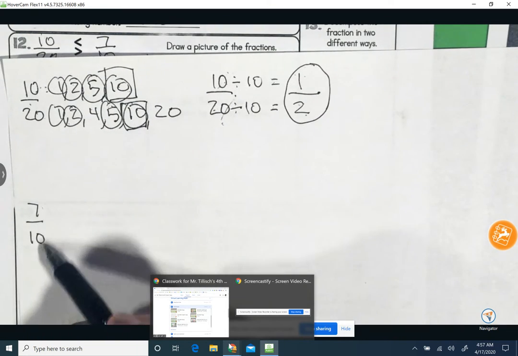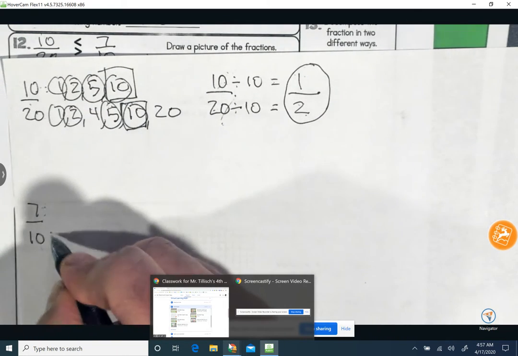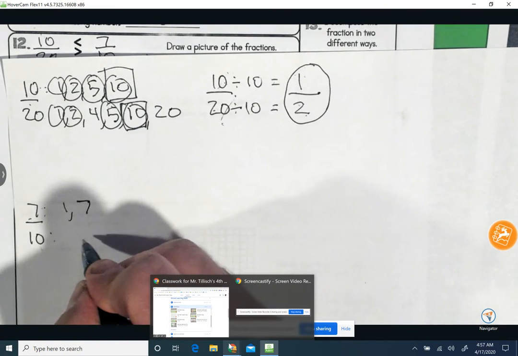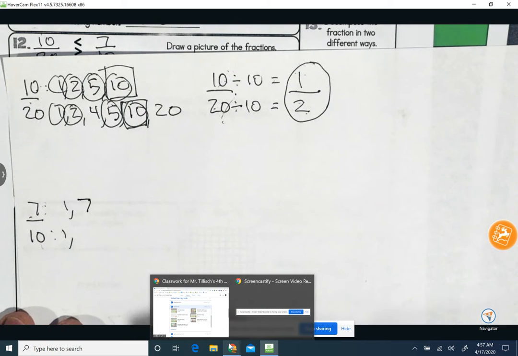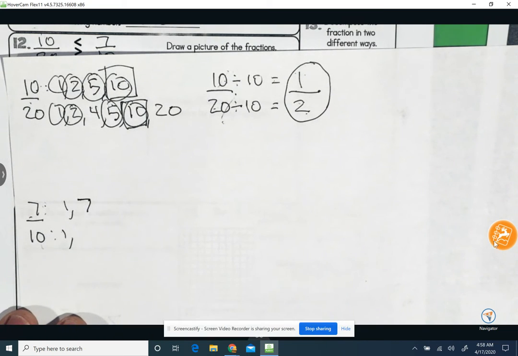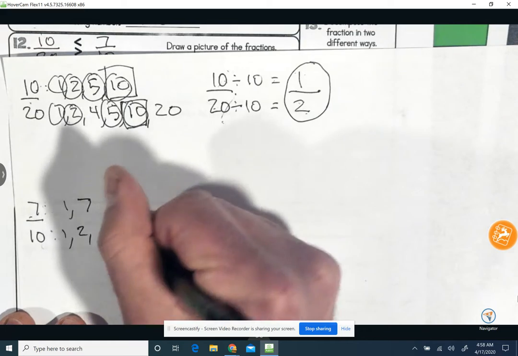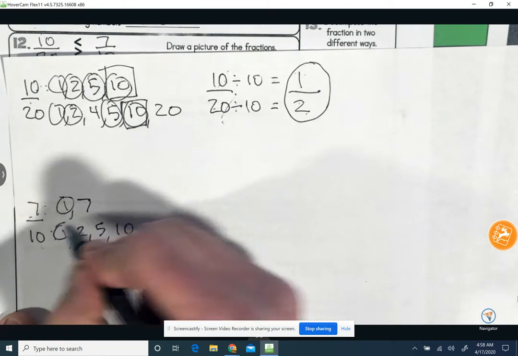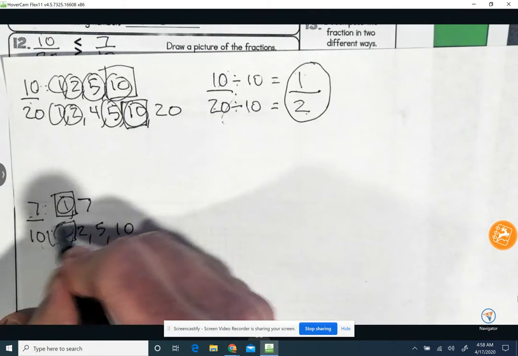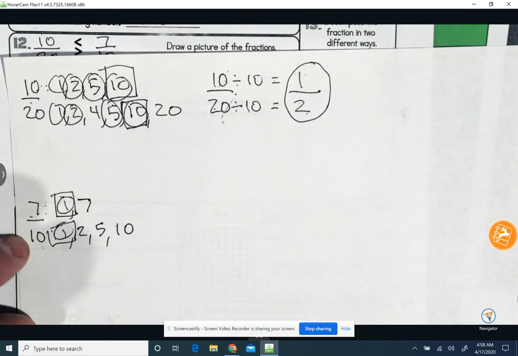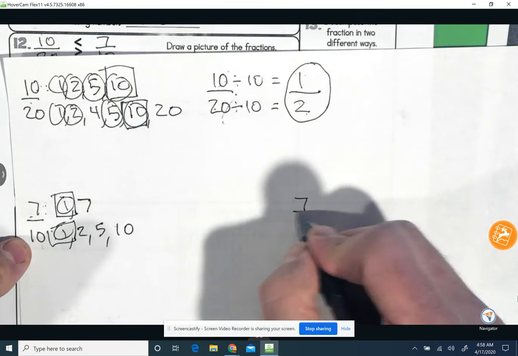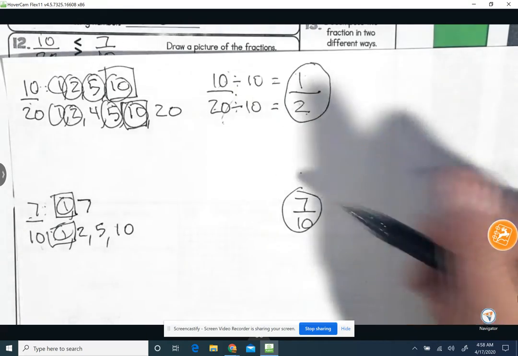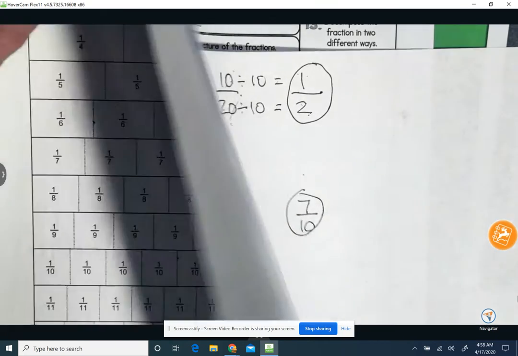Now let's see, what are the greatest common factors of 1 and 7? Well, the factors of 1 and of 7 are simply 1 and 7. And again, the factors of 10 are 1, 2, 5, and 10. The only common factor is 1, which also makes it the greatest common factor. And if we divide 7 by 1 and 10 by 1, we end up with the same exact fraction, 7/10. 7/10 is 7/10 in simplest form.